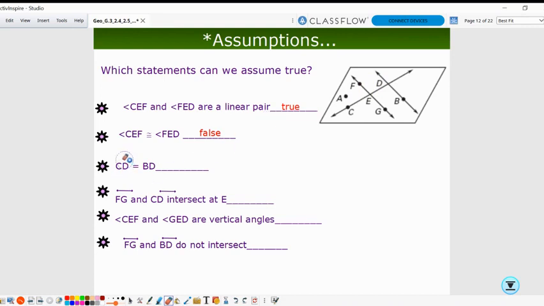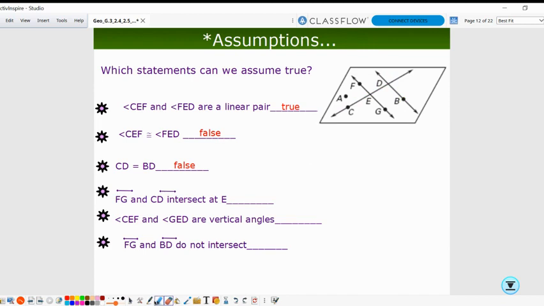CD is equal to BD. So the length, it looks like, from C to D is the same from B to D. Do we know those lengths are the same? We don't. We also don't know that they're not the same. There's nothing on the marking to show congruence or equals.